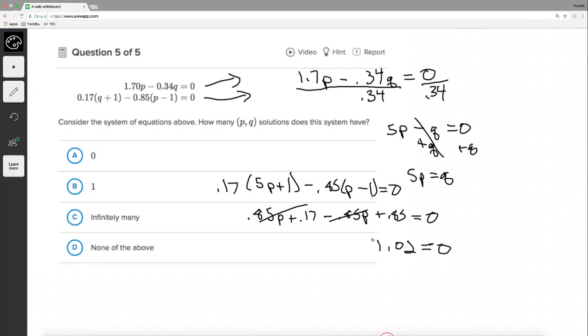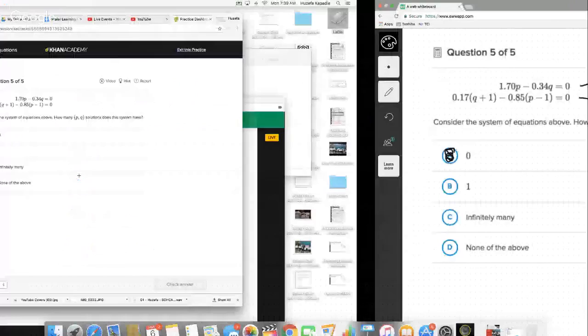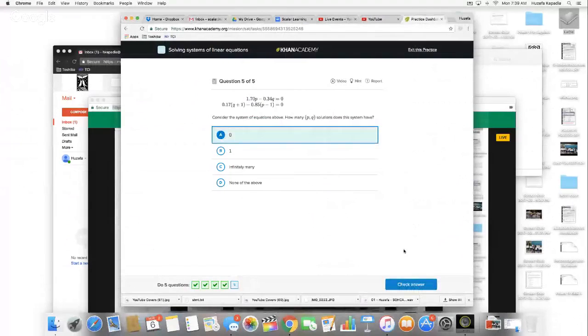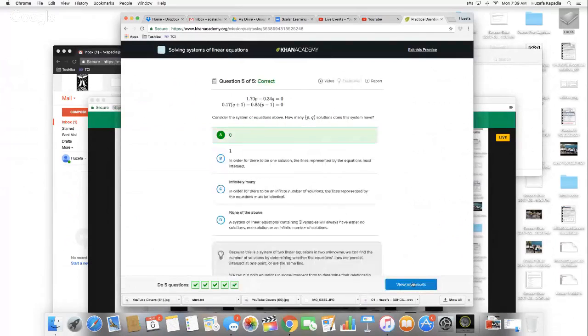Now, look at this. When you get something crazy like this, 1.02 equals 0, it's not true. So if we get an absurd conclusion like this, it actually means that there's no solutions. There's 0 solutions, which means that these lines are actually parallel. They're not the same lines, they're parallel. I'm sure I could prove this if we isolate it for P or Q, but I don't have time to do that today. But that's the key. Let's make sure this is right. Yeah, 0 solutions.